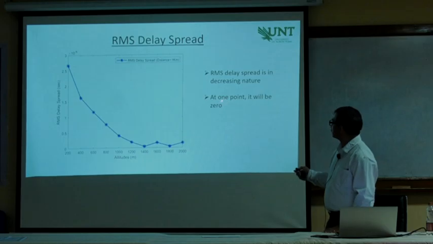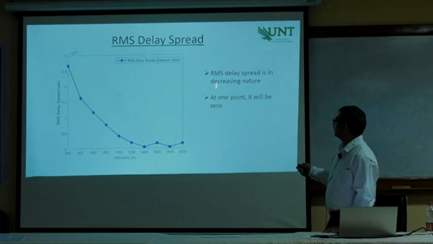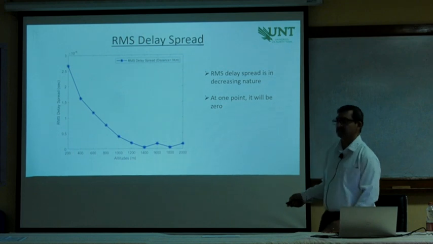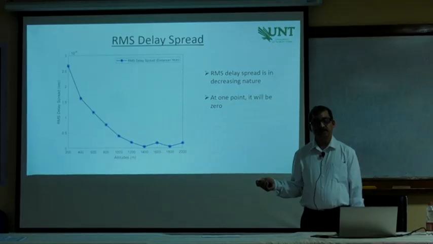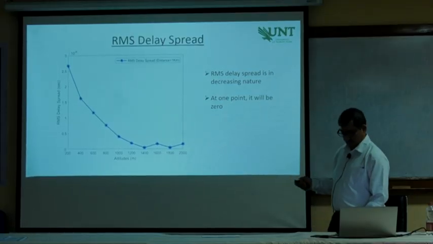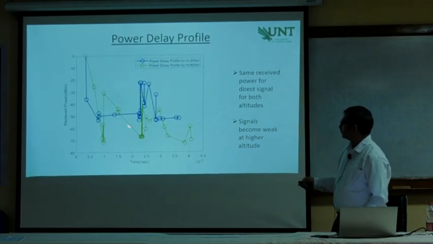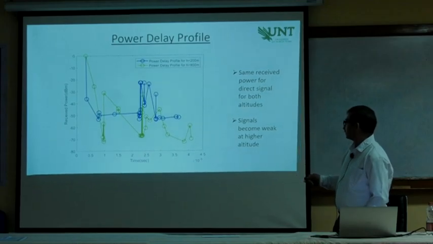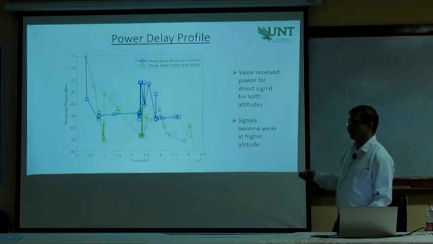So what she is saying is, at some point it will be 0. What do you mean by that? When you say RMS delay, at some point the power is going to be 0. It means that you're only getting line of sight, nothing else. The delay comes when you are seeing non-line of sight. These are also supposed to be monotonically decreasing, and we are getting these ups and downs because of the obstacles. That's our guess. We don't know yet. As I said, it's still work in progress.